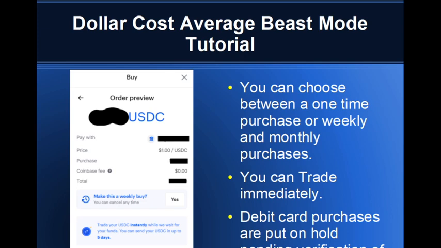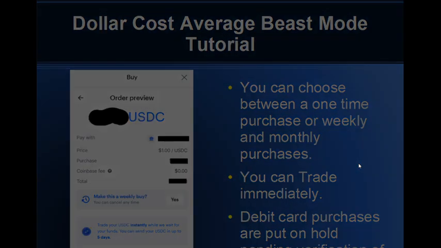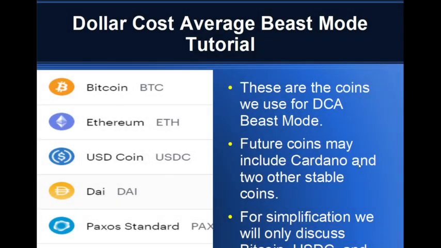Trade, when you're buying Bitcoin. So these are the coins. There's a lot of coins on Coinbase. That can be confusing, especially if you're new. So these are the ones that we want to focus in on.